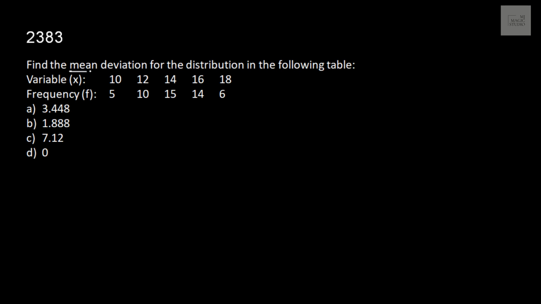Find the mean deviation for the distribution in the following table. Whenever nothing is mentioned about what kind of mean deviation we need to find, we always calculate mean deviation from mean. To calculate mean deviation from mean for this frequency distribution, mean deviation from mean is summation f into mod x minus x bar, where x bar stands for mean, divided by summation f.